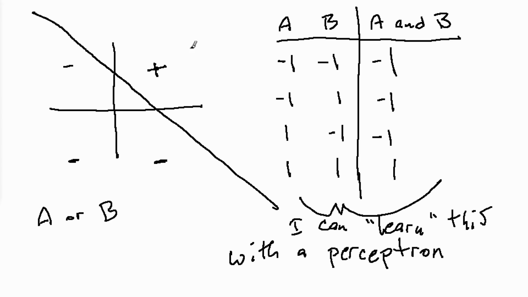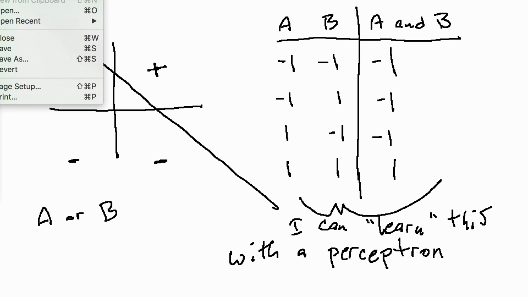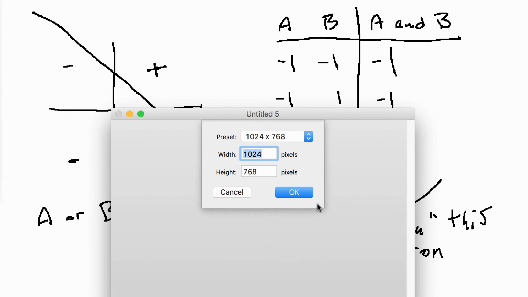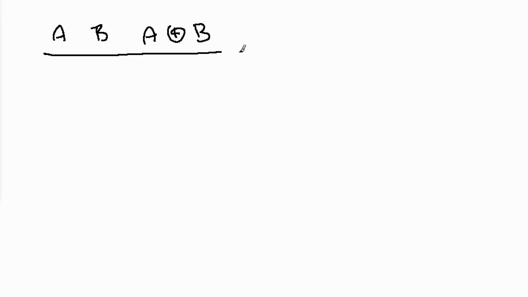But now here's the big result. What happens if I come over here and I talk about A, B, and maybe you remember this thing over here, A exclusive OR?